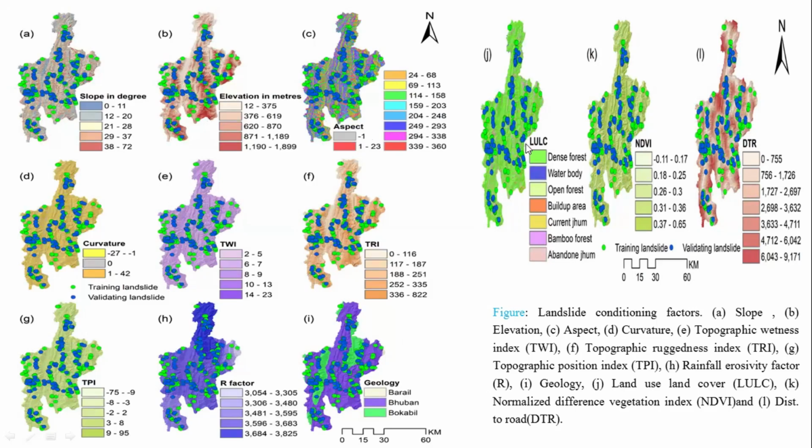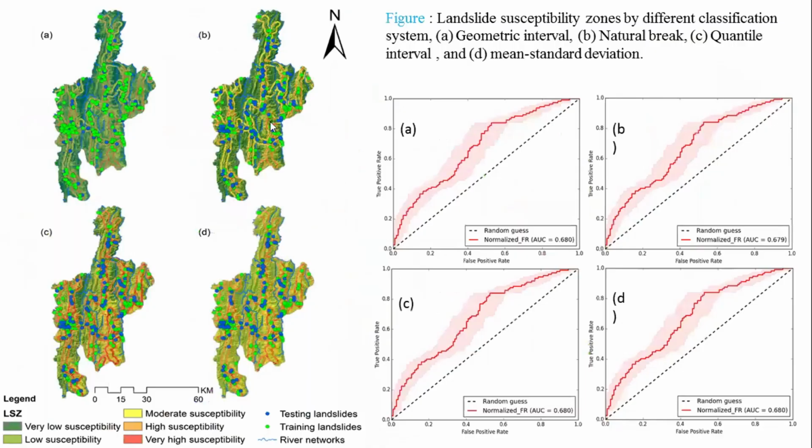LULC means land use, land cover, which is very important because we know that generally the areas which are not forested are more prone to landslides. So these conditioning factors were taken, and through the various modeling techniques that were done, we came up with this map.